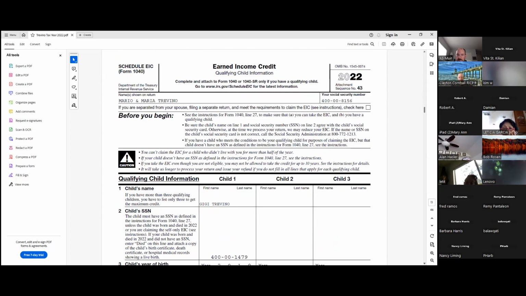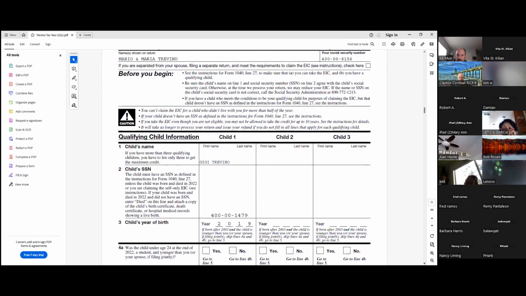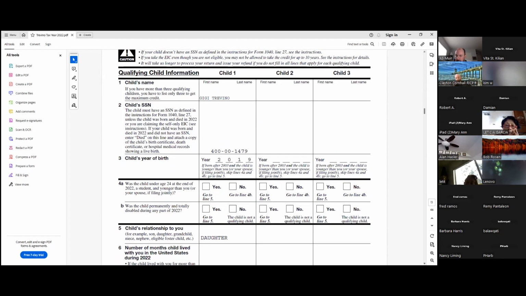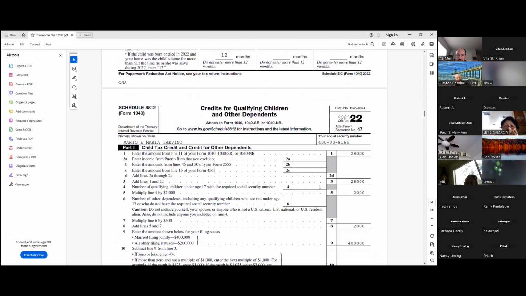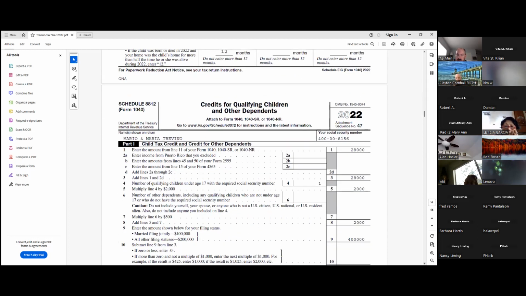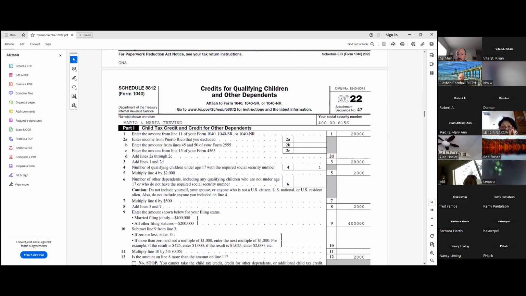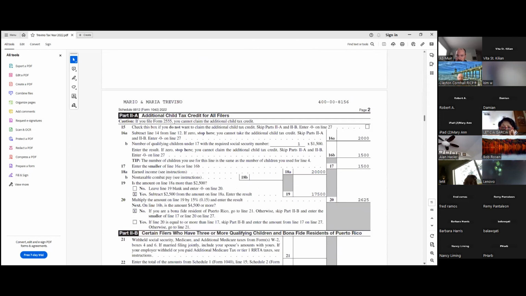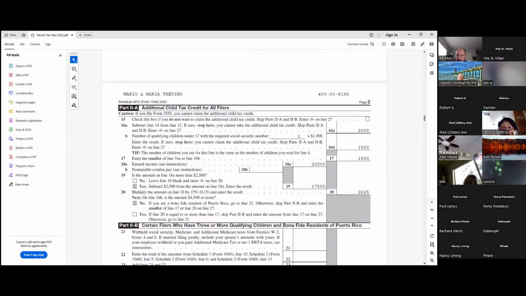Earned income tax credit. This is one of the forms that will show up populated. And this is for Gigi the kid. This is your 8812 talking about the child and credits for qualifying child and other dependents. There we go. And we're going to go past this.